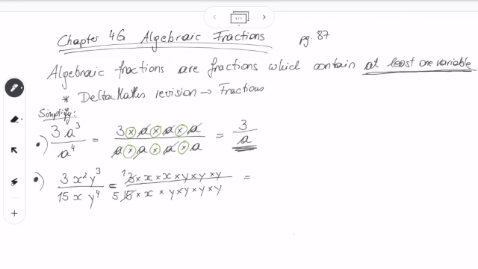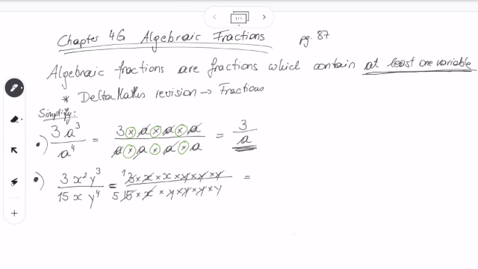Now let's cancel our variables. We have an x here, we have an x here. Now we don't have any more x's in our denominator, so we can't cancel any further x's. So let's look at our y's. We have one y and another y that we can cancel and another y that we can cancel. Now in our numerator we don't have any y's anymore, so we can't cancel that last y.